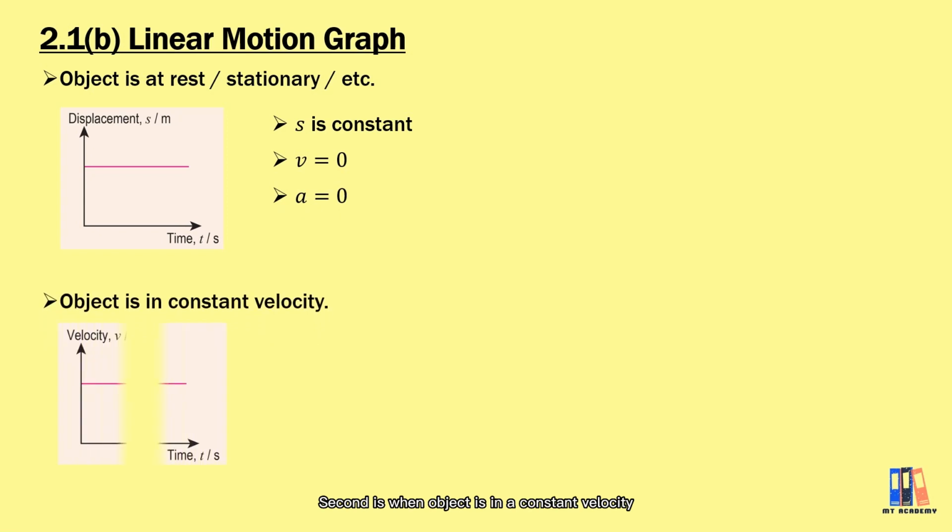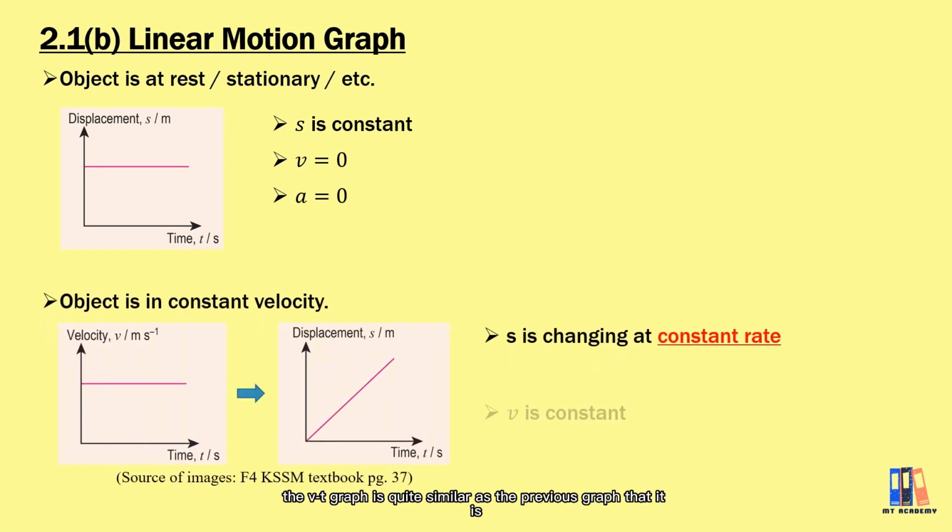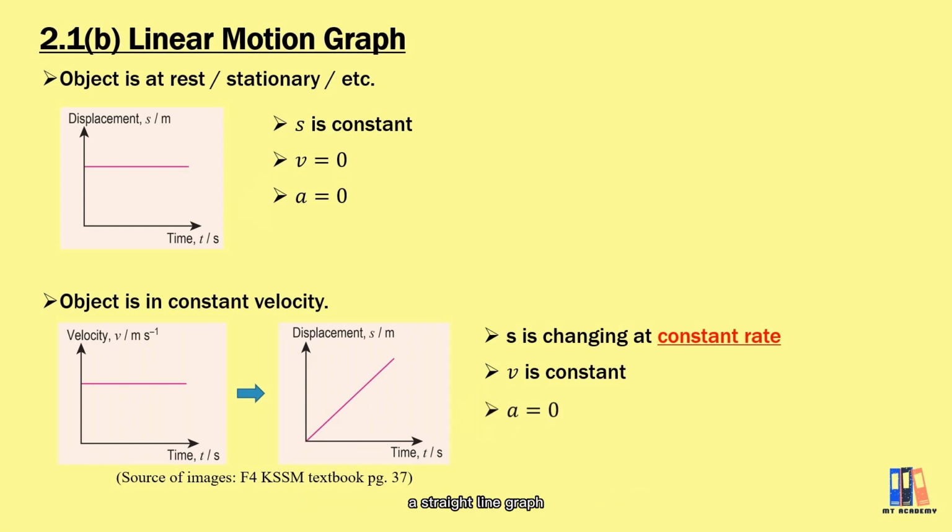Second is when the object is at a constant velocity. So the VT graph is quite similar to the previous graph, in that it is a straight line graph which has a 0 gradient. If we translate the graph into an ST graph, remember that the gradient of the ST graph represents the velocity of the object. Since the object is at a constant velocity, the gradient of the ST graph must be a constant value, so it is a linear graph. Based on the definition of velocity, the displacement of the object is changing at a constant rate, velocity is constant, and it has 0 acceleration. So for motions with constant velocity, there's only one equation that you can use, which is s = vt.